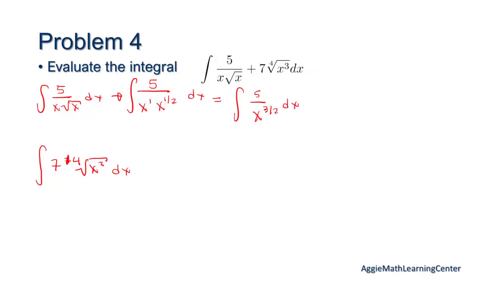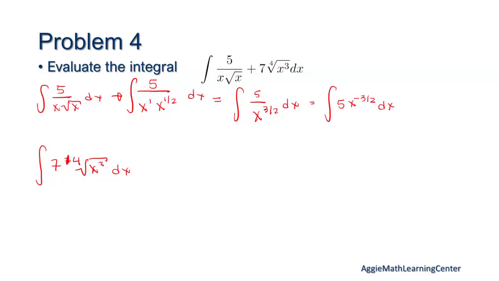Another thing I can remember is that when I have a power in the denominator, if I want to get rid of the denominator, I can move the power to the numerator and just make it negative. That's the exact same thing. So this is also equivalent to 5x to the negative 3/2. I haven't even taken the integral yet. I'm just simplifying this so that it's less work when we actually do take the integral.